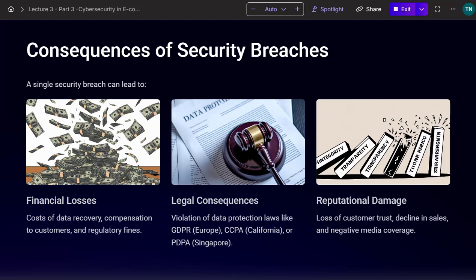Legal consequences are also a major risk, with potential violations of data protection laws like GDPR in Europe, CCPA in California, and PDPA in Singapore. Perhaps most damaging is reputational damage that can result in a loss of customer trust, decline in sales, and negative media coverage. These are all serious outcomes that organizations must be prepared to address if a breach occurs.